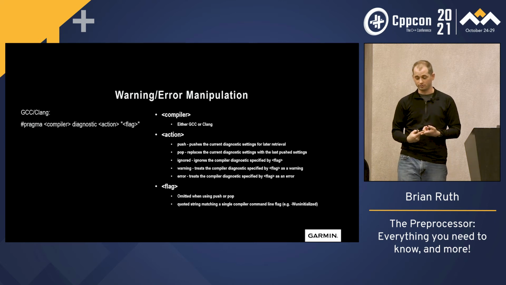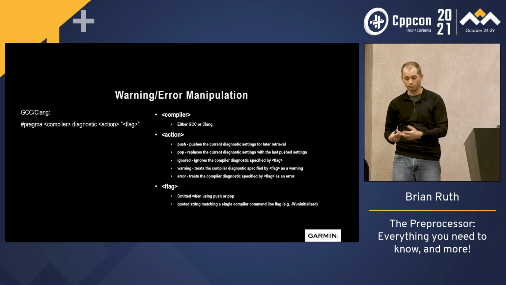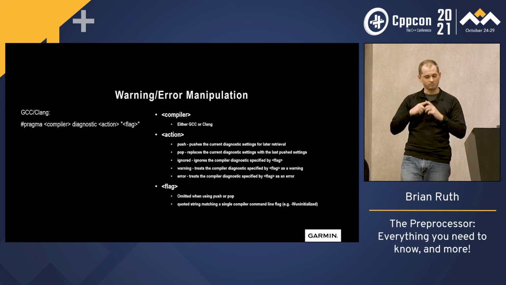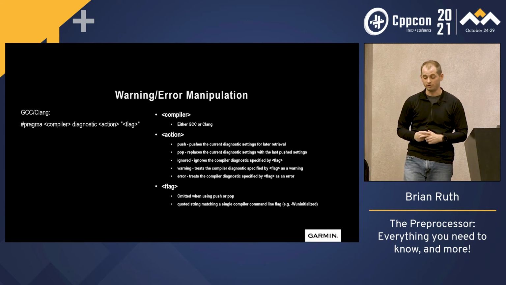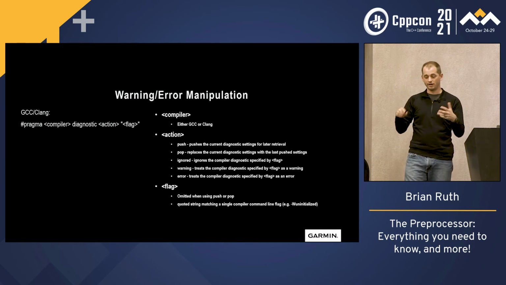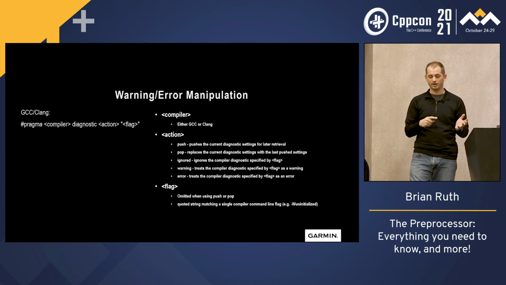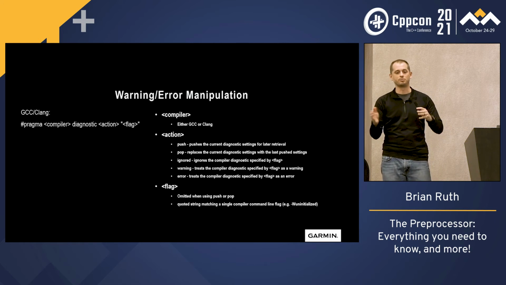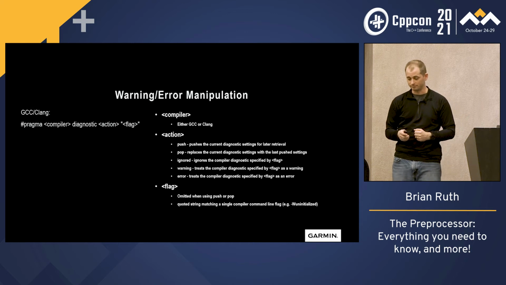Push is going to push the current diagnostics for later retrieval. Pop is going to replace the current diagnostics with whatever you previously pushed. Ignore is a way to just say, hey, ignore this compiler flag. I don't care about this uninitialized variable flag or whatever. Warning is going to override the compiler and say, now I want to treat this as a warning, and then error is going to treat it as an error. And then your flag is going to be omitted if you're using push and pop, and otherwise it's going to be a quoted string matching the compiler flag that you're trying to manipulate, like -Wsign-compare or something like that, or -Wuninitialized.